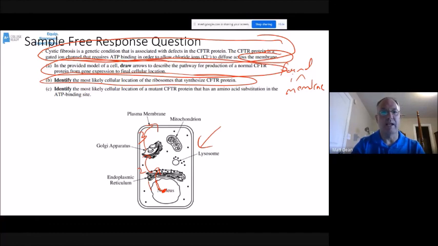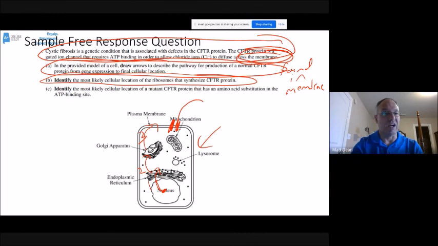And then part C, identify the most likely cellular location of a mutant CFTR protein that has an amino acid substitution in the ATP binding site. Well, this question told you that these ion channels help things to move across the membrane. So whether they're working or not, those proteins have to be found in the membrane because it's their job to move things across. So essentially all you need to say on part C is that these proteins would be found embedded in the cell membrane, or just cell membrane would probably be good enough. Cell membrane or plasma membrane.